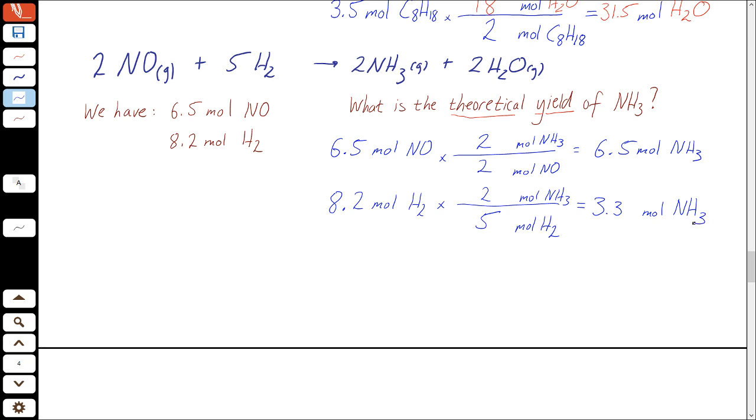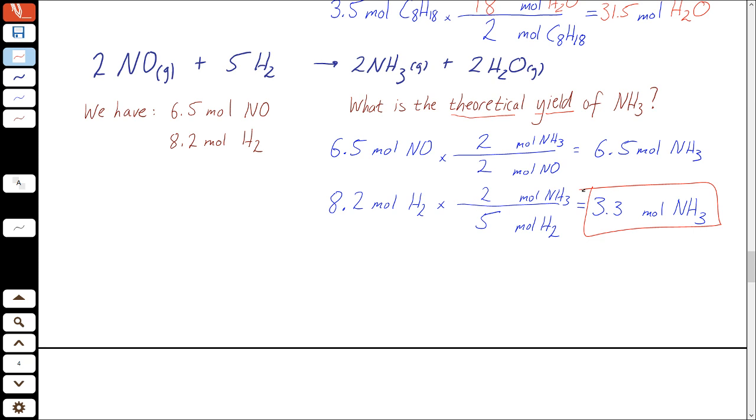Okay, so what does that tell us then? What is the theoretical yield? How many moles of ammonia can we make? 3.3. So this is the theoretical yield right there, because we don't have enough hydrogen to make any more than that. So we can't make 6.5 moles, we can only make 3.3 moles. In this case, the NO is like the crusts, and the hydrogen is like the sauce. There's plenty of extra NO, plenty of extra crusts, but there's only enough sauce or hydrogen for 3.3 moles of ammonia.